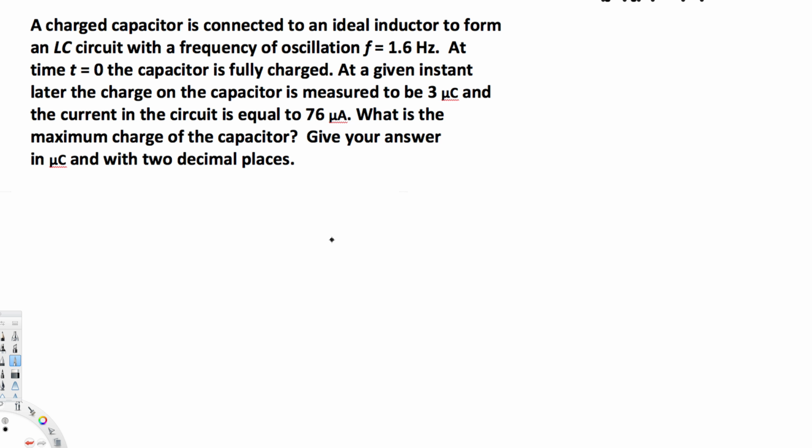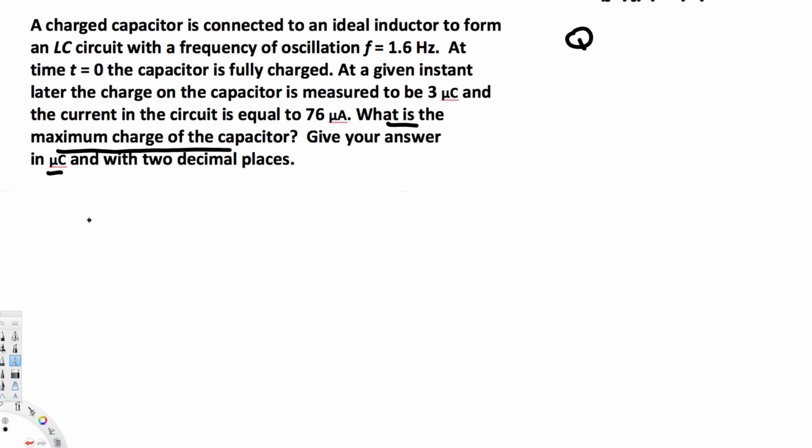The question is asking what is the maximum charge of the capacitor. So this is the main question. Okay, what is the maximum charge of the capacitor? Give your answer in microcoulomb with 2 decimal places. Now we are trying to find the capital Q. This is the maximum charge of the capacitor, and here we have two pieces of information available: the charge on the capacitor is 3 microcoulomb and the current in the circuit is equal to 76 microampere. Using these two, we can create equations.